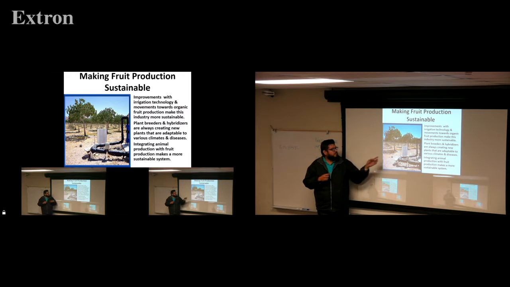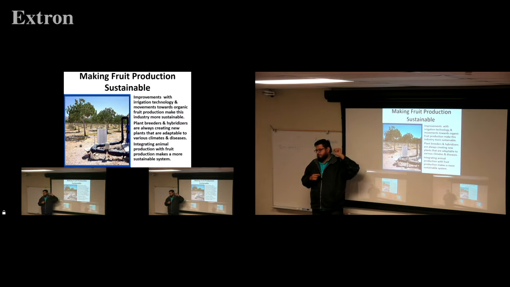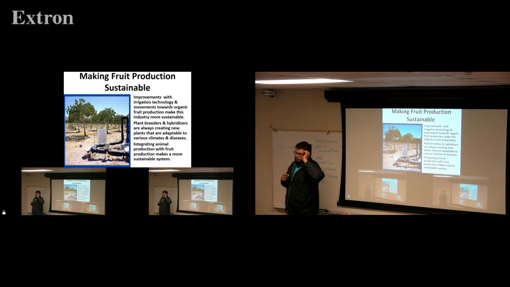This field here also has chickens running in it. You can't see them, but there's a lot more integration with fruit trees. You can do some animal ag and fruit tree ag together.